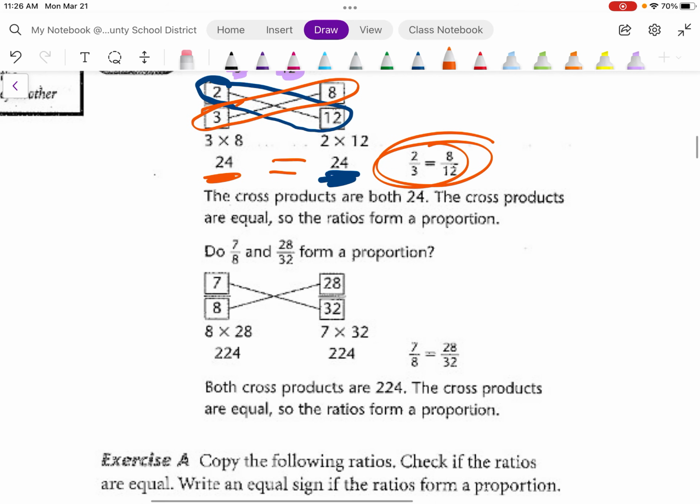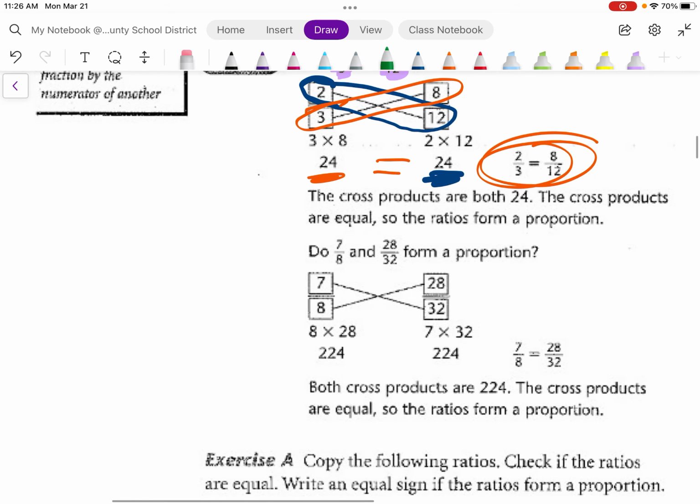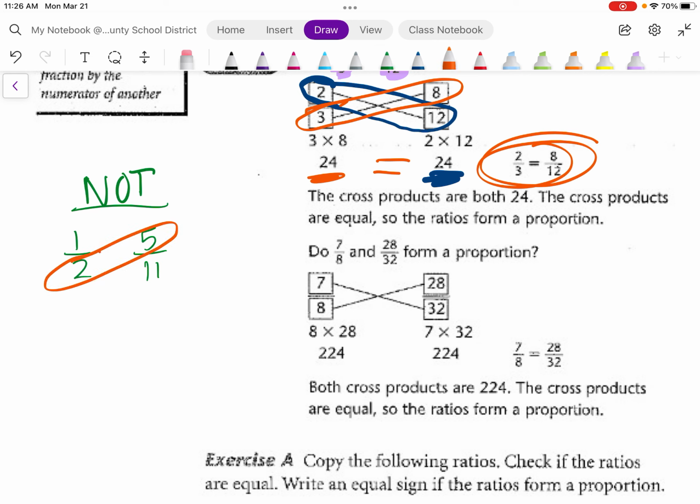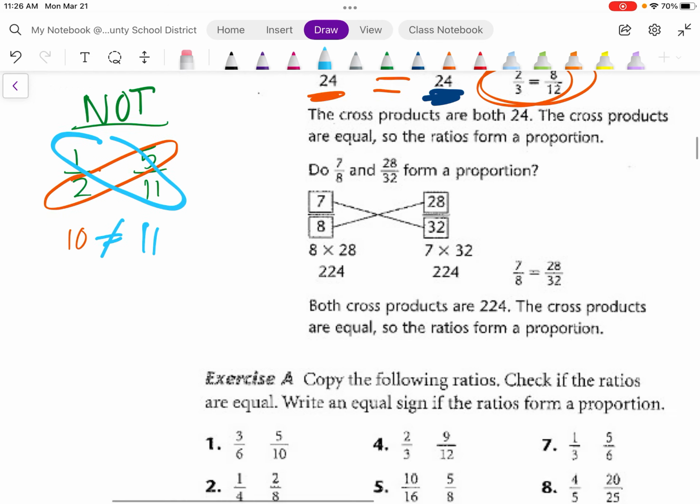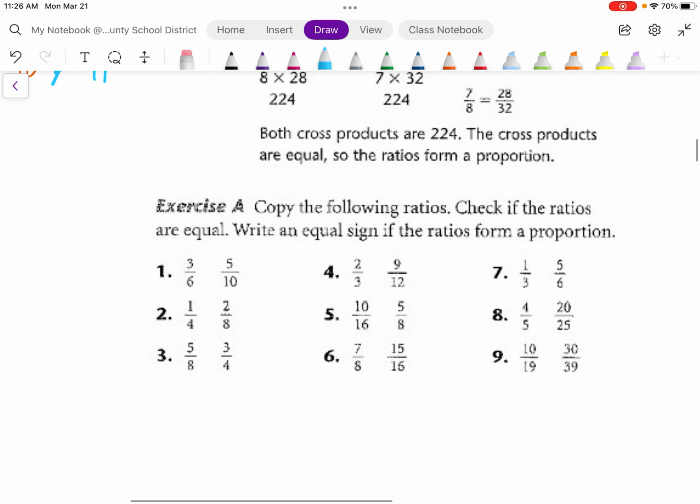Okay? If they did not, so let me show you an example where they are not equal. Let's say I have 1/2 and then like 5/11 or something. And I want to know if these two are the same. You would multiply 2 times 5 is 10, and then 1 times 11 is 11. So obviously they're not the same, so these are not proportional to each other. Okay? So that's what you are going to do for this set of examples.